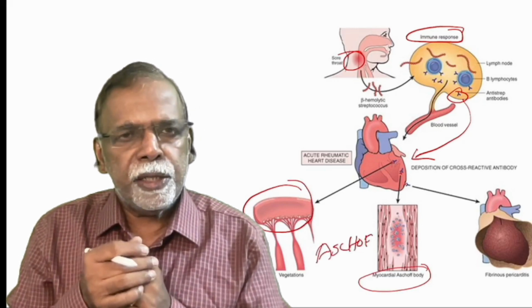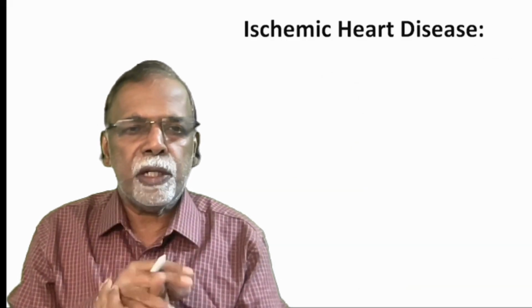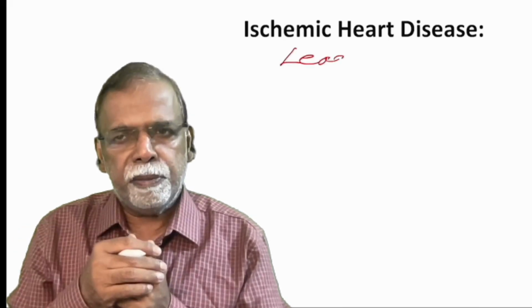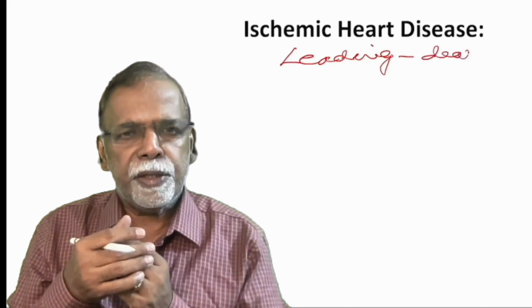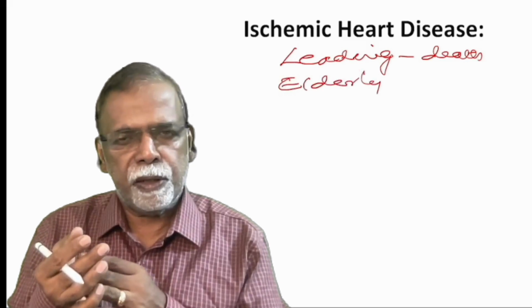Now we go to the second condition, the ischemic heart disease. Ischemic heart disease is one of the leading cause of death worldwide. It is more common in the elderly. And there are modifiable risk factors like hypertension, diabetes, smoking and dyslipidemia, and unmodifiable risk factors like age, sex, ethnicity, etc.